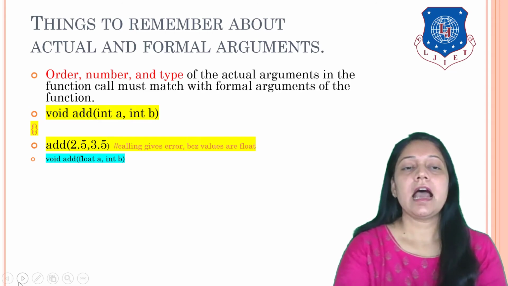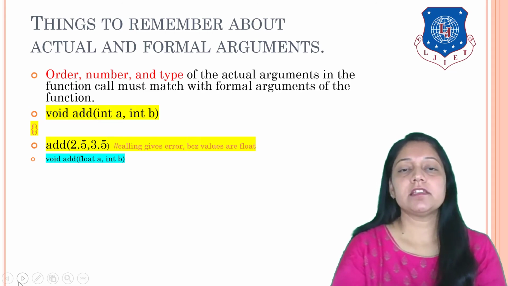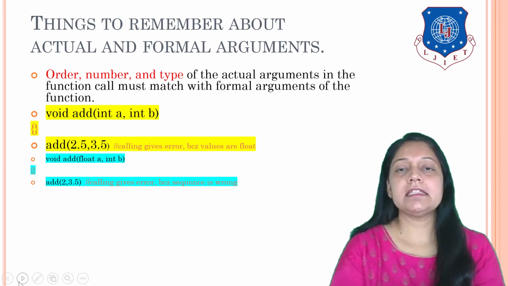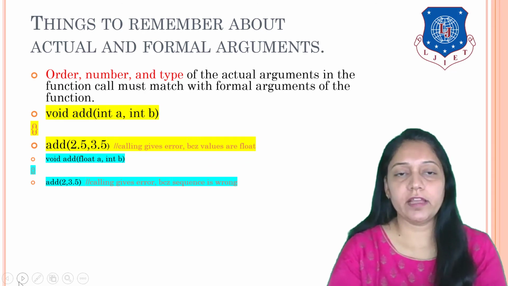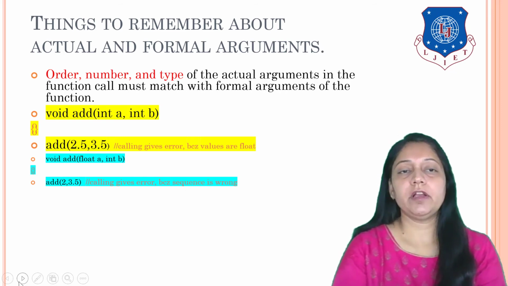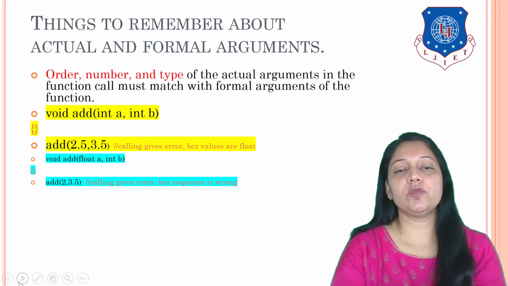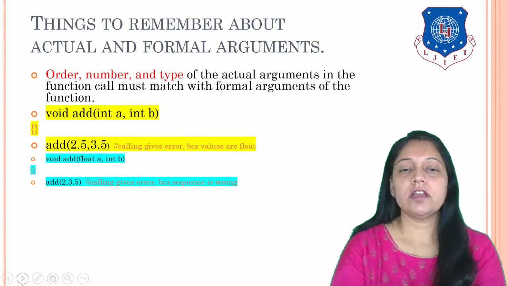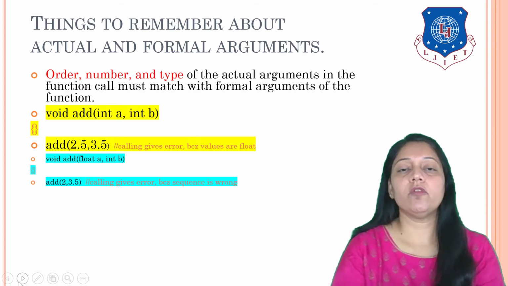Another example is a function add in which I am passing the first argument as float and the second argument as integer. If I call this function as add(2, 3.5), passing the first as integer and the second as float, this will again give me an error because my order is incorrect. In the definition, it is expected that the first one should be float and the second an integer. But when calling the function, I am passing the first as integer and the second as float. There is a mismatch in the order of arguments between the formal and the actual arguments. So this is again going to result in an error.